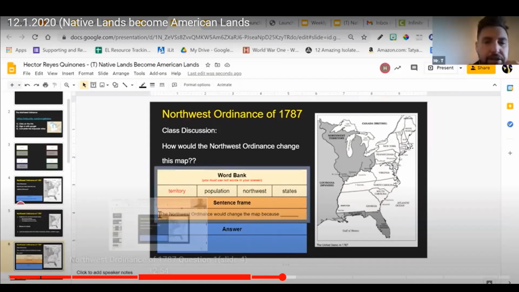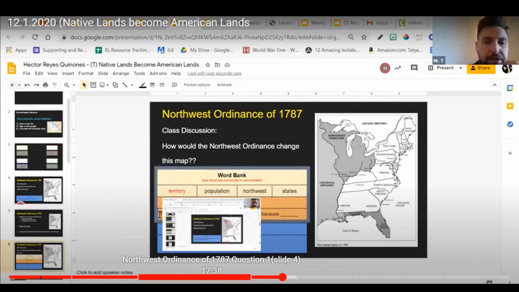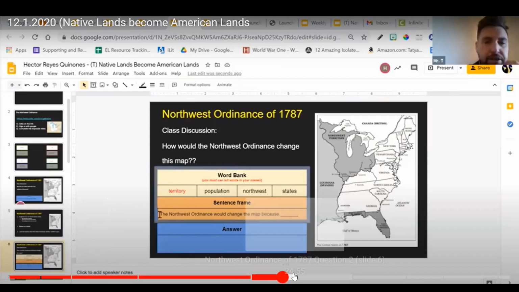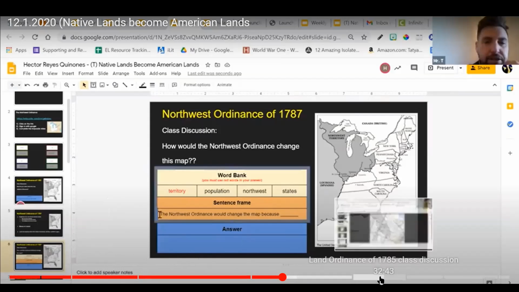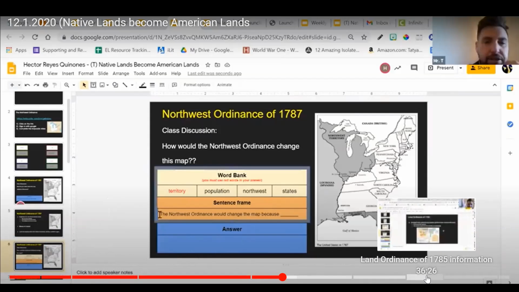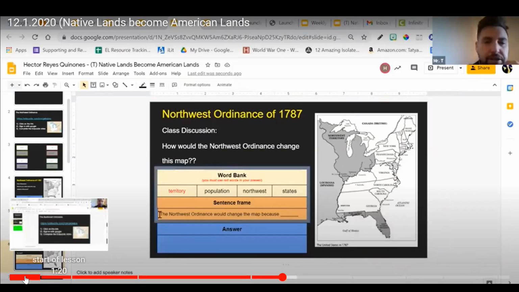It's like 5 minutes or 10 minutes talking about one section. So if you're like, hey, I missed slide 4, I missed this assignment, you can go to the YouTube video for that day and find, like right here, this is slide 6 that I'm talking about. This is talking about the class discussion. This is the information for the Land Ordinance of 1785. This is the Land Ordinance of 1785 and question number 11. And this is reviewing the assignments for today. Okay?